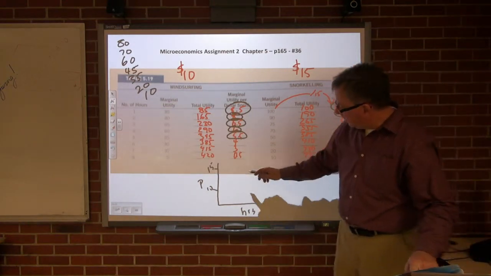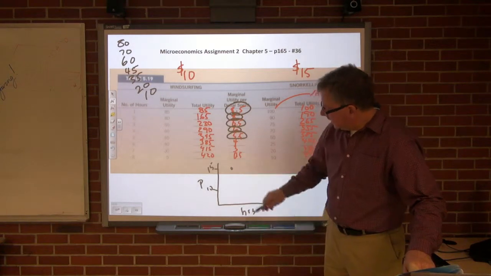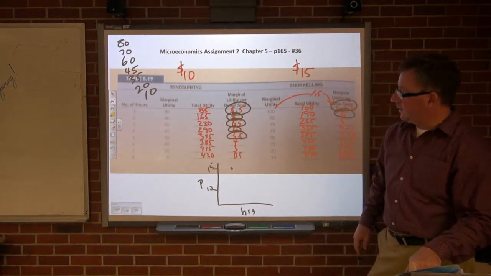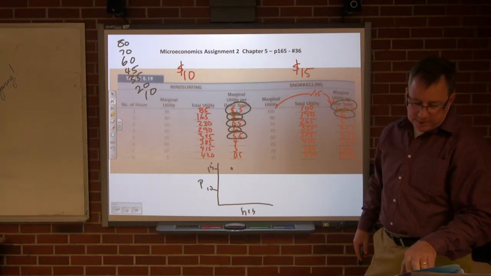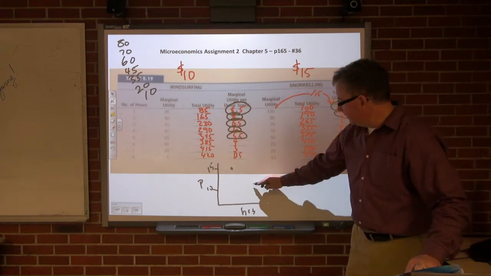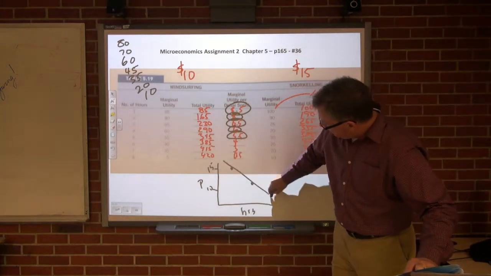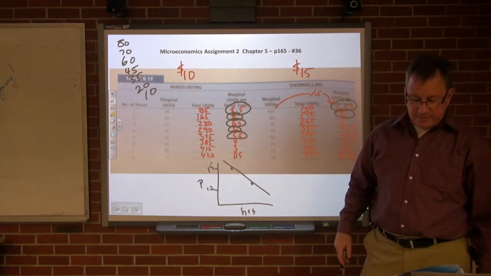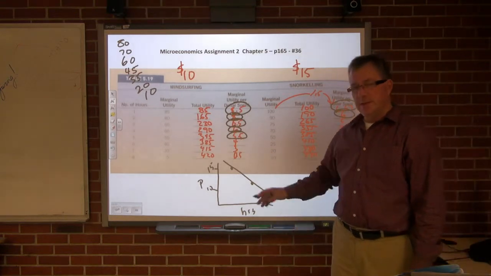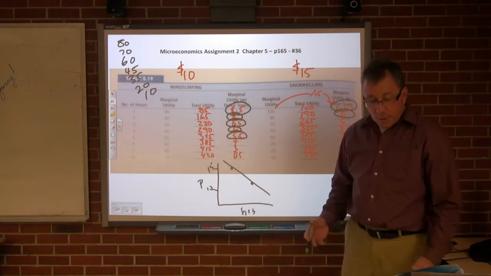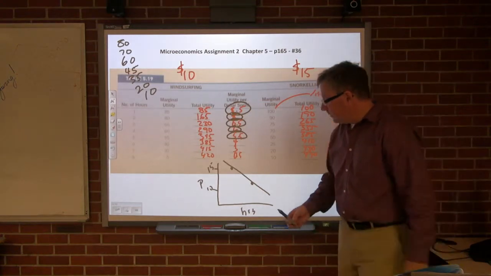We took 2 hours of the snorkeling. This was 10. We took 4 hours. So we'll just draw that down, and there's effectively what we're doing there, showing the decrease in the number of hours graphically. Okay, so that's effectively that assignment.